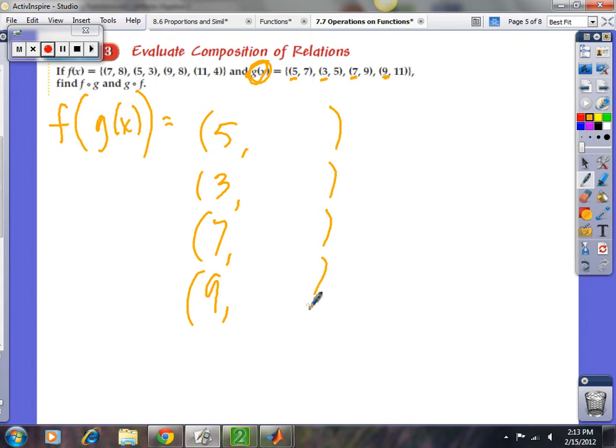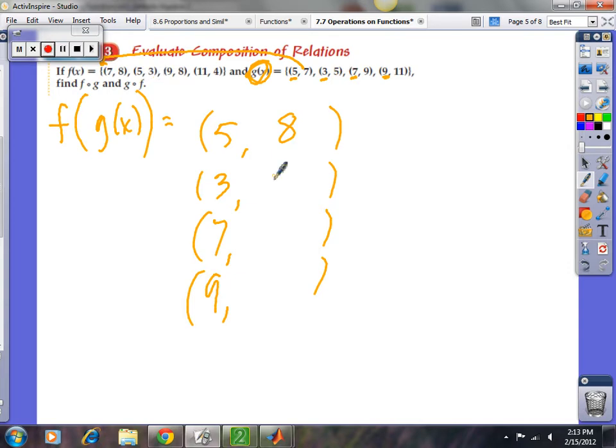Now how do I find the y that goes with 5? You substitute 5 in, and what does it give you out? 7. Now you take that 7 and you substitute it into f of x, and it gives you an 8. Now substitute 3. 3 is going to give you a 5. And now 5 gives you a 3. Look, the graph lines it up.